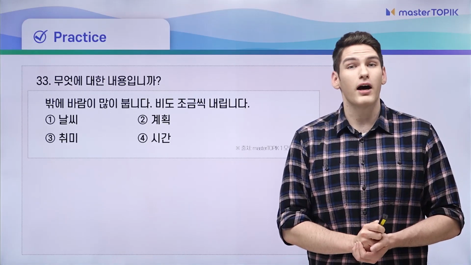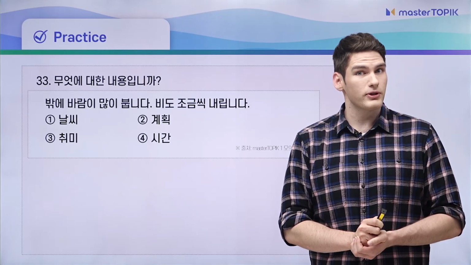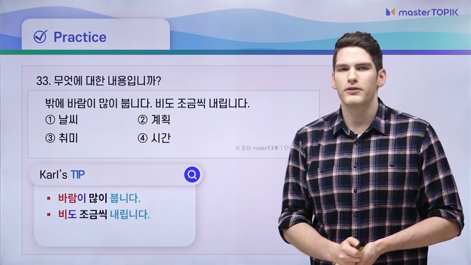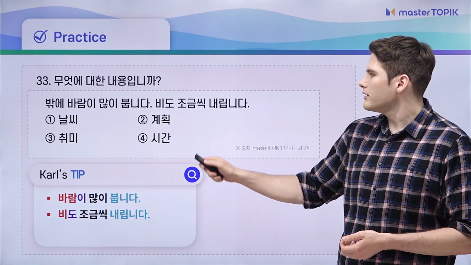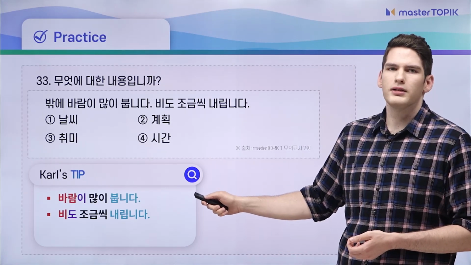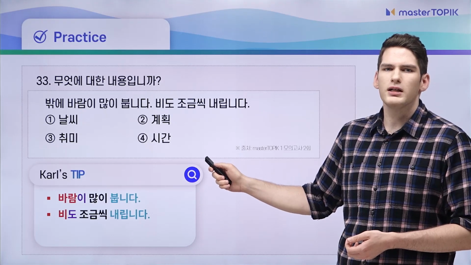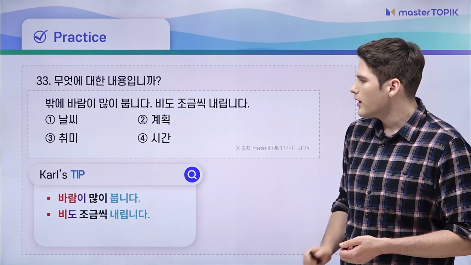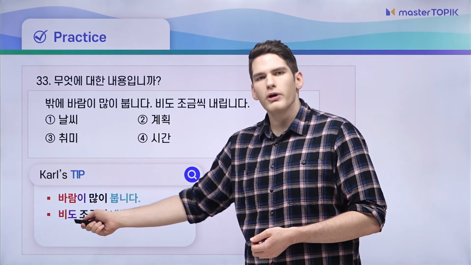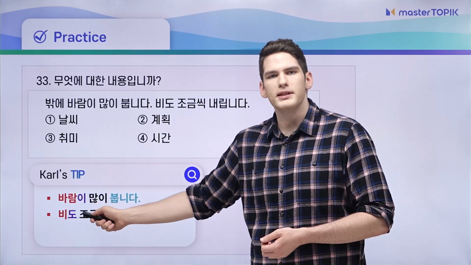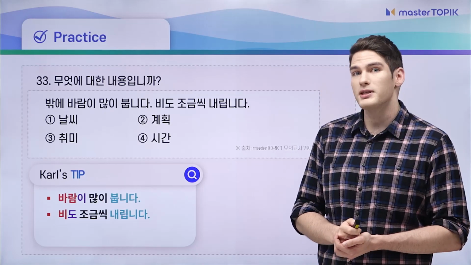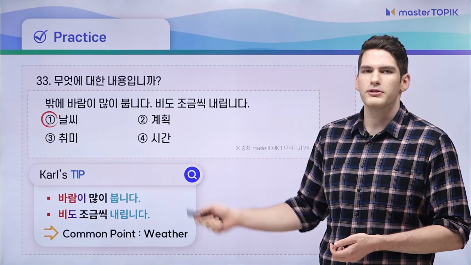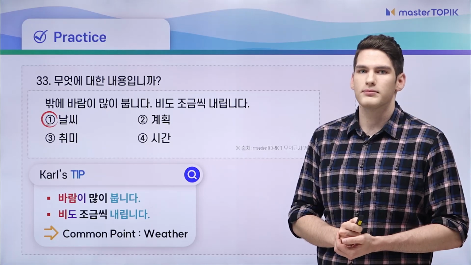All right, and then our last question. How was this one for you guys? Let's take a look. First we have 바람이 많이 붑니다, right? 밖에 바람이 많이 붑니다. 비도 조금씩 내립니다. Our most important words, we have them over in red over here. 바람, 비. 바람 is wind, 비 is rain. So we know that this is going to do with the weather. So our answer is number 1, 날씨.